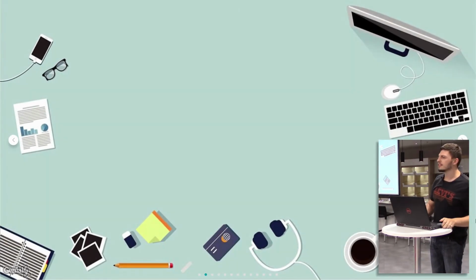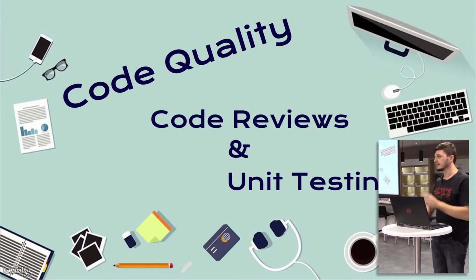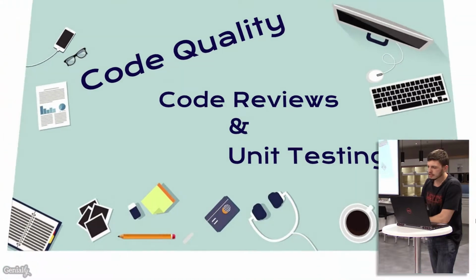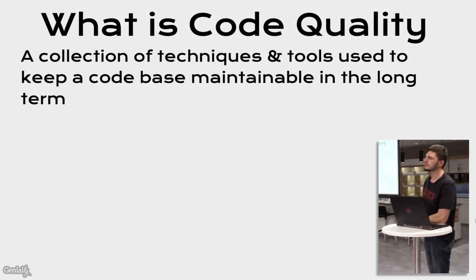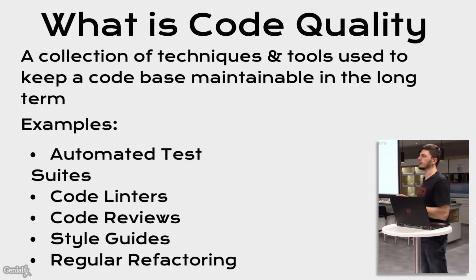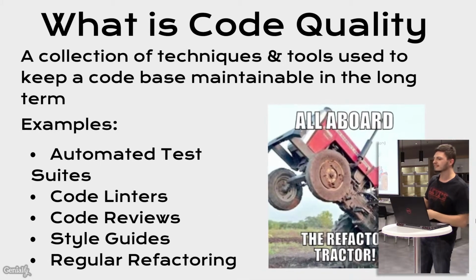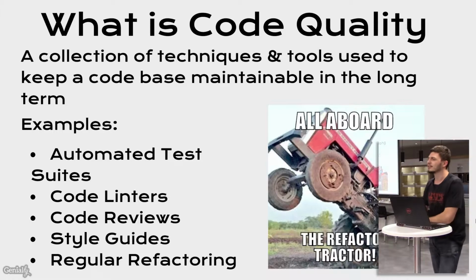Okay, so today my topic is going to be about code quality with a specific focus on code reviews and unit testing. So moving on, what is code quality? For me personally, I think it's a collection of tools and techniques used to improve the quality of your code to the point that you can maintain it for a longer period without having to cry every time you look at it. Some of the tools that you can use for that are automated testing, linters, code reviews, and, well, the rest is on there. And obviously refactoring, quite important every now and again.